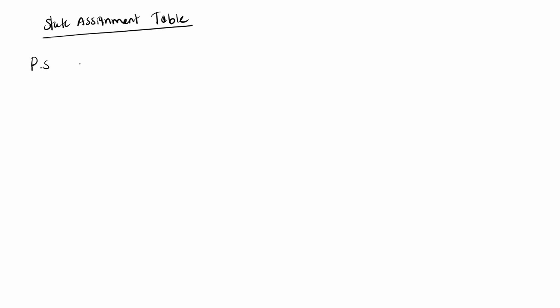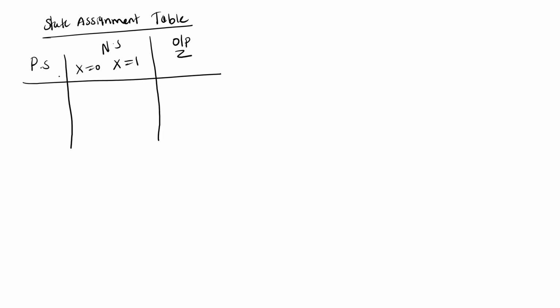Present state, and next state, with x equal to 0 and x equal to 1, and output z. Here, present state 0 0, 0 1, 1 0, 1 1. These are the states. You need to give the unique codes.